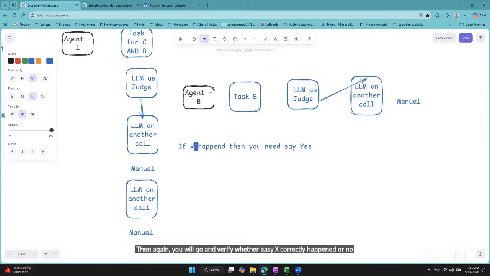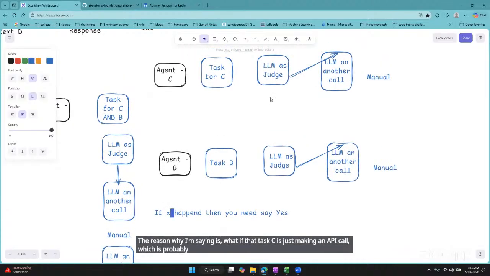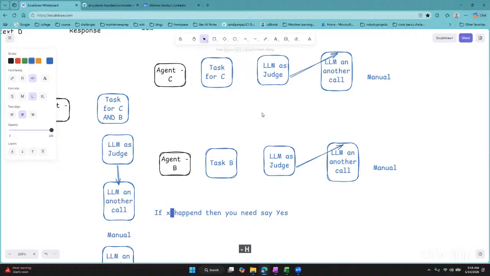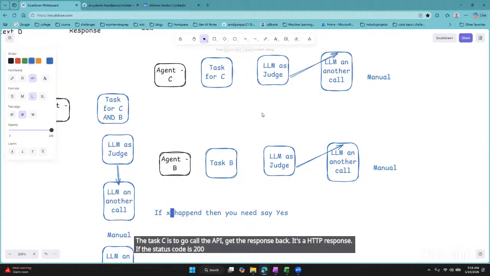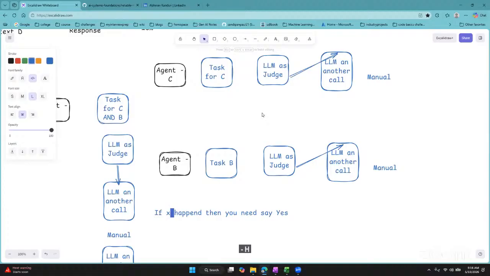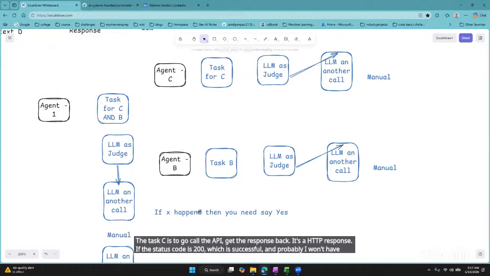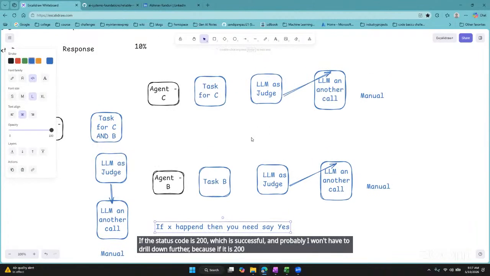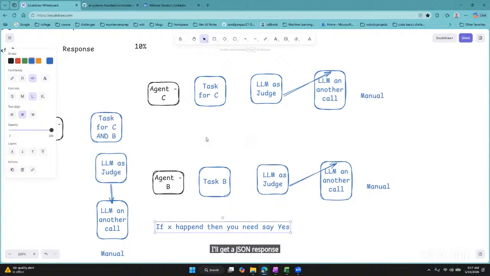The reason I'm saying this is, what if task C is just making an API call, probably fronting a database? Let's say an enterprise has some data in the database and has exposed a REST API. In your agentic system, task C is to call the API and get the response back. It's an HTTP response. If the status code is 200, which is successful, I won't have to drill down further, because I'll get a JSON response as per the REST API.